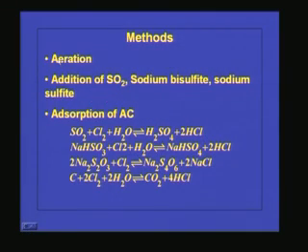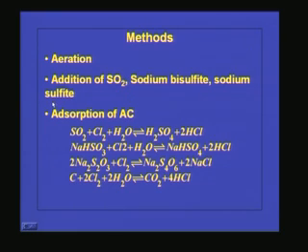One is aeration. When you do aeration, whatever dissolved gases are present will go out. So we can use this method for removing the excess chlorine. Another is addition of sulfur dioxide, sodium bisulfite or sodium sulfide. You know that all these are reducing agents. So sulfur dioxide is a reducing agent, so it will get oxidized to sulfate. Similarly, sodium bisulfite and sodium sulfide.